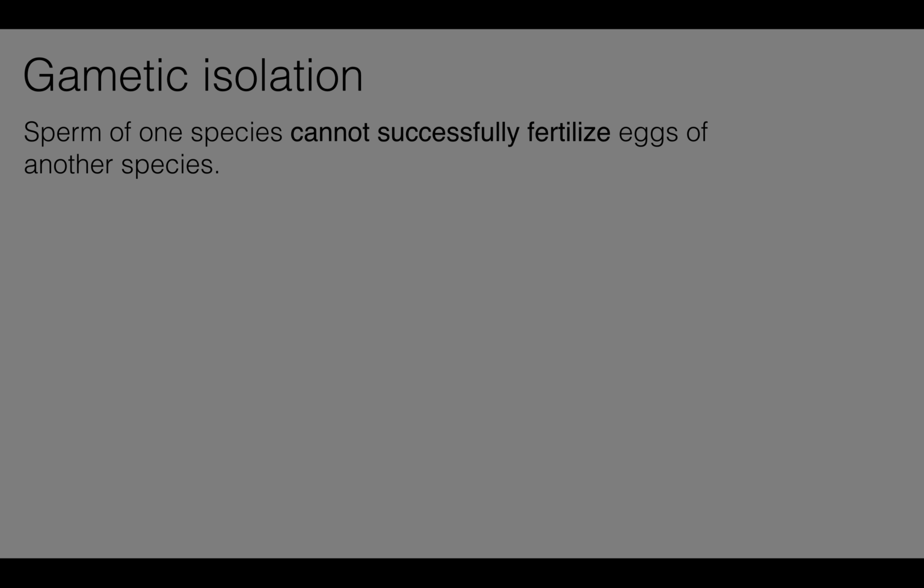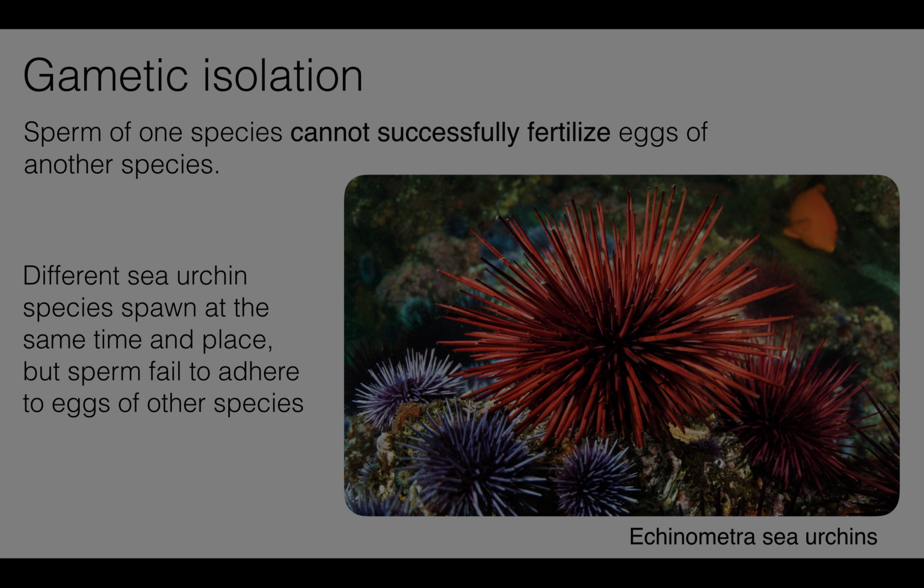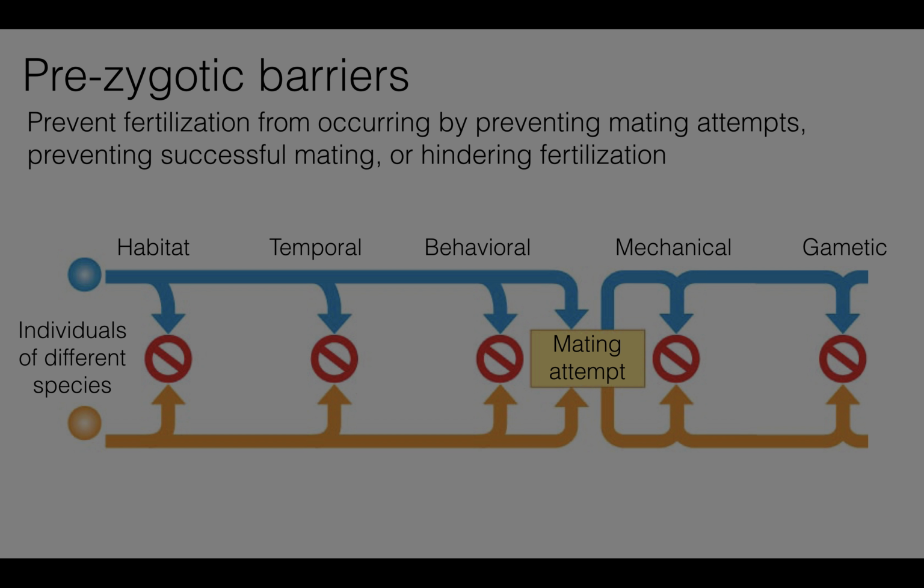Gametic isolation is another one that could play a role, and this is when the sperm of one species can't successfully fertilize the eggs of another. There's a really cool example here in Hawaiian waters where you have different sea urchin species that spawn oftentimes at the same time, in the same place, but the sperm don't adhere to the eggs of other species because you have an incompatibility in these surface proteins, and that's a good thing. Okay, that keeps those species separate.